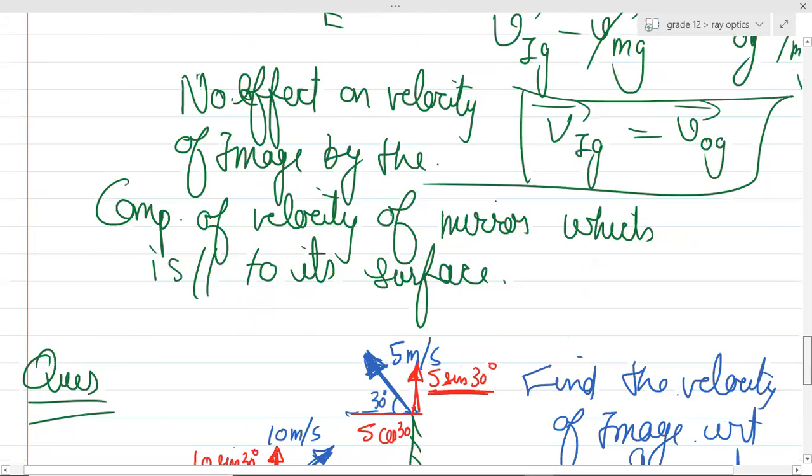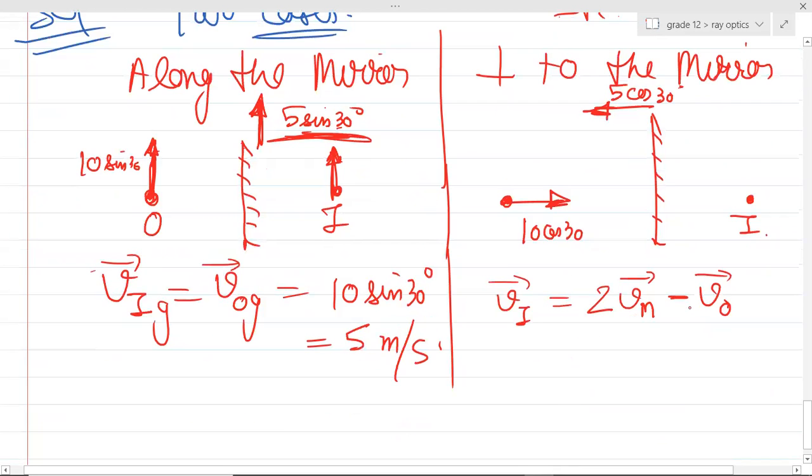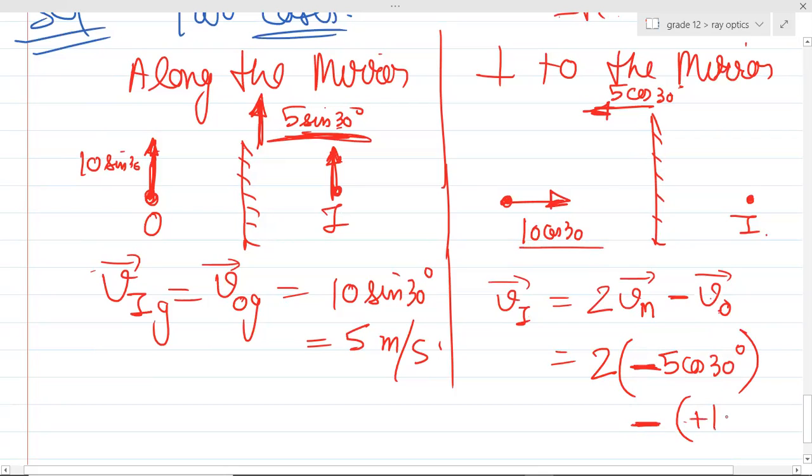It will be like this only. V_ig is equal to 2 V_mg minus V_og. I am not writing that g because I am doing it directly in the ground frame only, right? So this will be equal to twice the velocity of mirror. Velocity of mirror will be 5 cos 30, so 5 cos 30. But can you see, it was towards left, and according to my convention, left was negative, right? Negative. Minus V naught. V naught is basically what? Plus 10 cos 30.